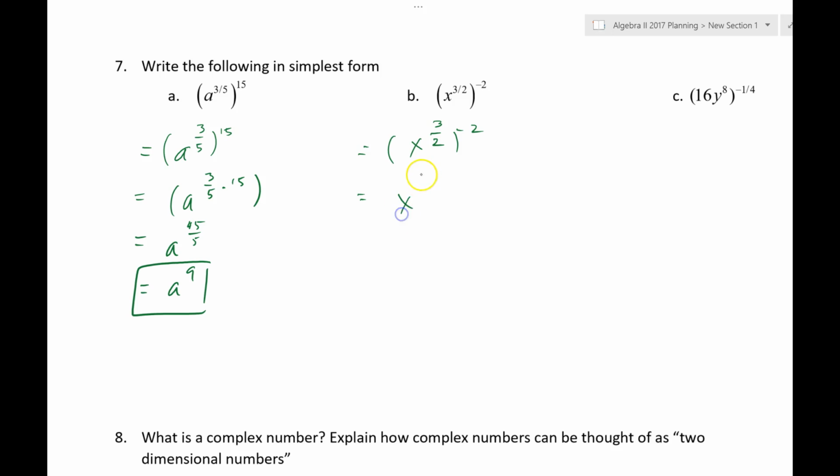So we get x to the 3/2 times, and I'll just write that as -2/1, which is equal to x to the -6/2, which is the same thing as x to the -3rd. And if I rewrite that without negative exponents, I just rewrite that as the reciprocal and change the sign to the positive exponent, and we get 1/x to the 3rd.